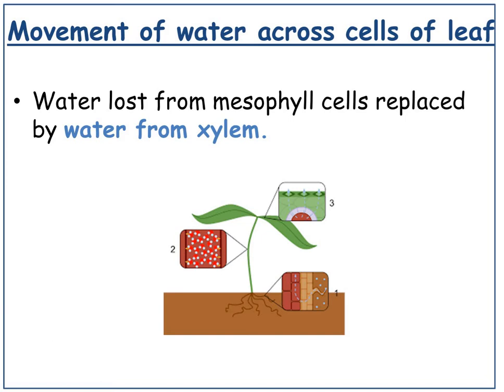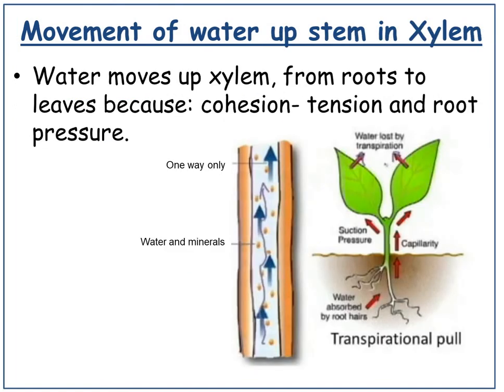Movement of water across the cells of the leaf. So water is lost from the mesophyll cells, and then that is replaced by water from the xylem. Movement of water up the stem in the xylem.